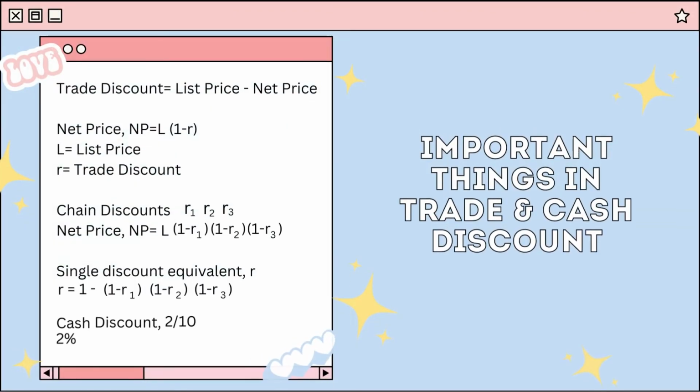As you can see, these are some of the important things in this topic: trade discount, net price, chain discount, single discount equivalent, and cash discount.